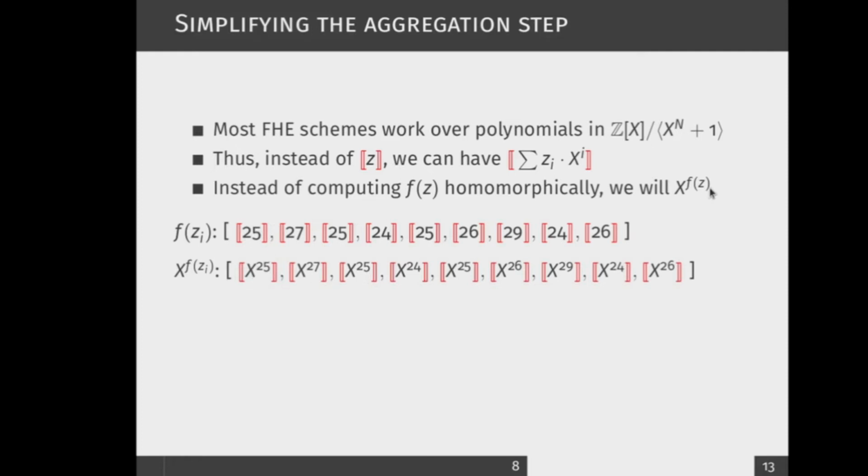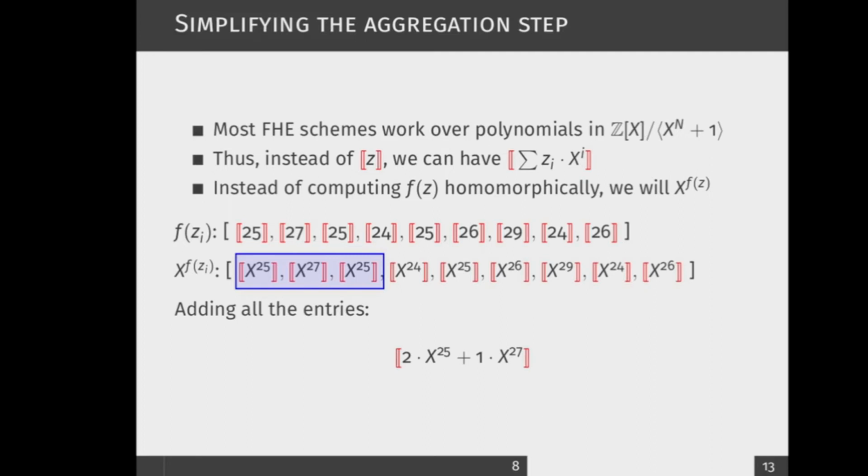And now we can see that if we just add these entries, so for example, we add these two entries, we get a polynomial x to the 25 plus x to the 27. And then when we add this third term, we get 2 times x to the 25. So the coefficients in these polynomials are telling us how many times these values appear in the list. So the aggregation step now does not require any comparison.